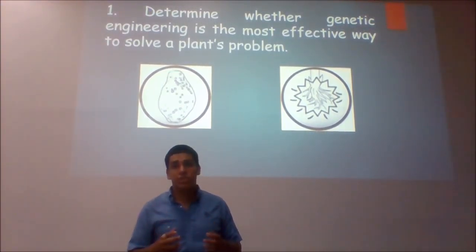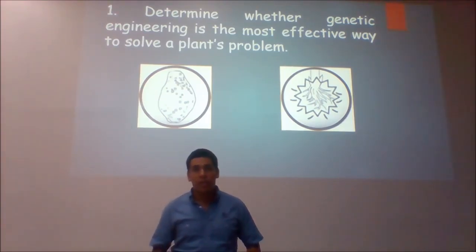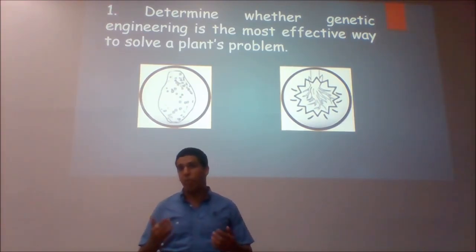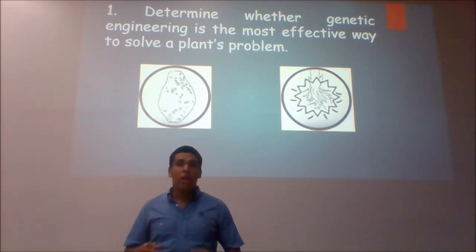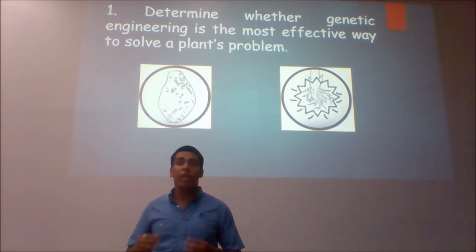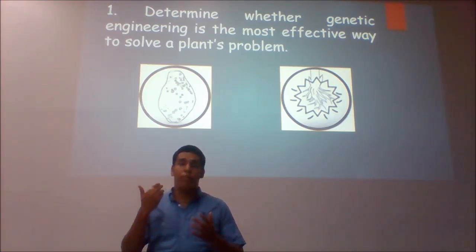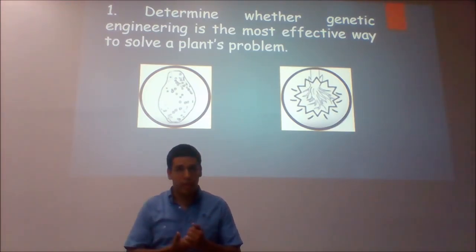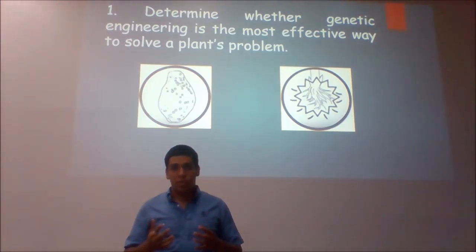Hi everybody, we're going to talk about the first step of genetic modification, which is determining whether genetic engineering is the most effective way to solve a plant problem. First we're going to use the history of the rainbow papaya in Hawaii to illustrate how the process is made. First of all, we're going to introduce what the problem in Hawaii was.